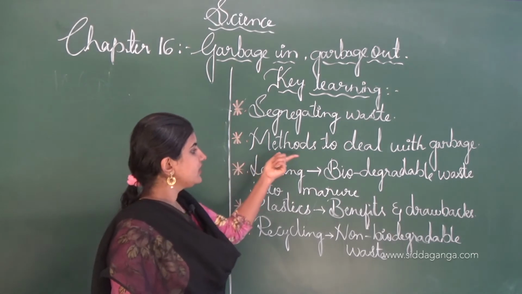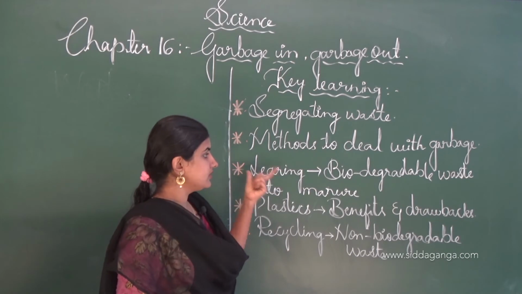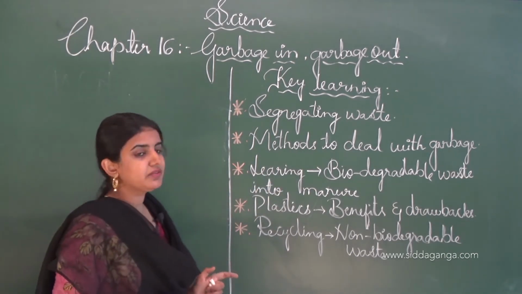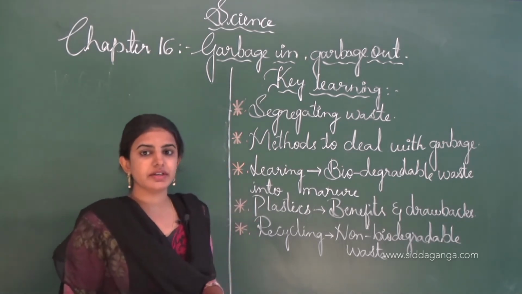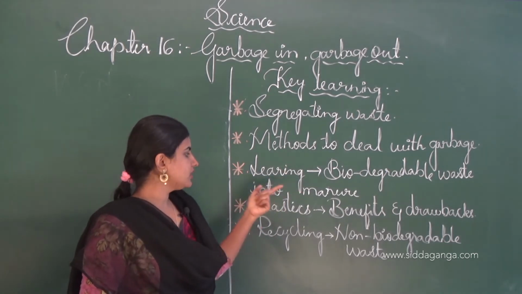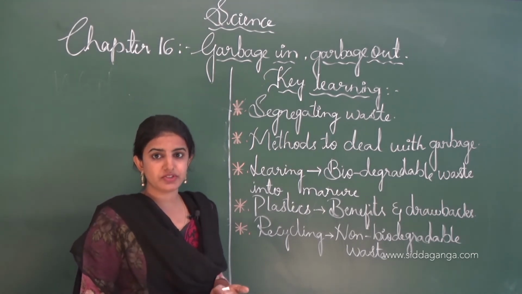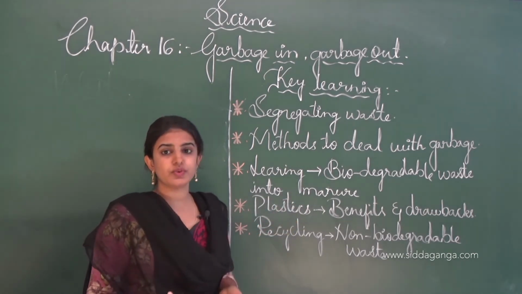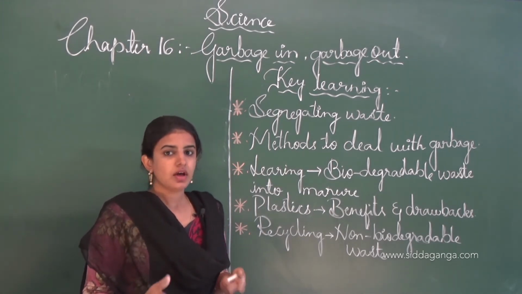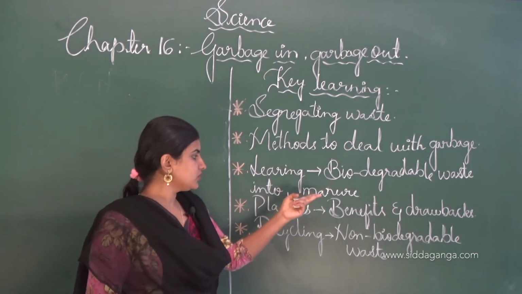And methods to deal with the garbage. What are the different methods that are present? There are different methods to deal with garbage, and we will learn about these methods in detail. The next one is turning biodegradable waste into manure. How we will make use of biodegradable waste as manure, which is very useful for growing plants that give us fruits, vegetables, and so on.